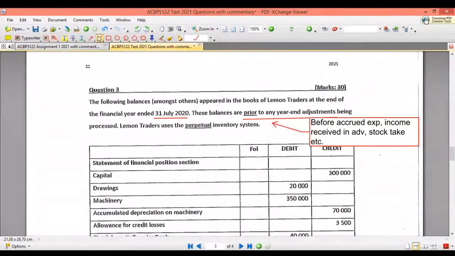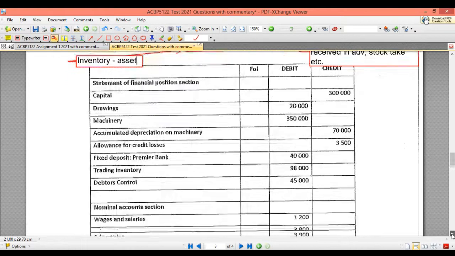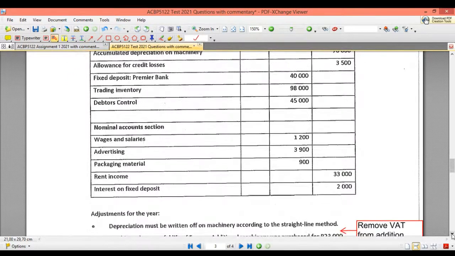What was also important to note is we use the perpetual inventory system. Now, why is that important to note? Any inventory will be shown as an asset in that scenario, so it goes to your inventory account as opposed to your purchases account. And then they've given you an extract of your statement of financial position and your nominal account.